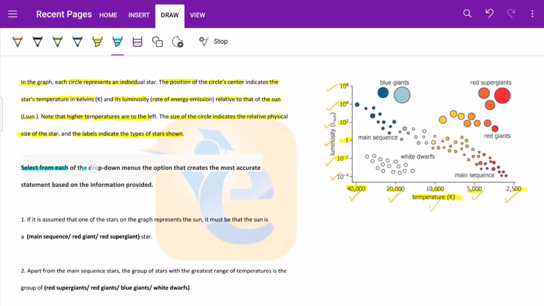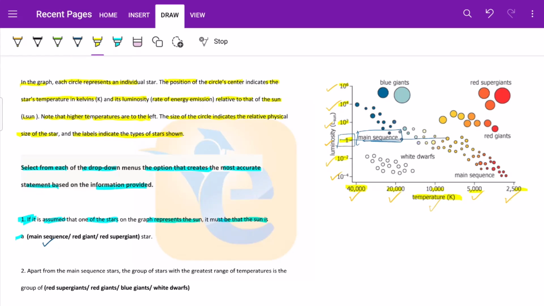Select from each of the drop-down menus the option that creates the most accurate statement based on the information provided. If it is assumed that one of the stars on the graph represents the sun, it must be that the sun is a... So what we understood was, for the sun, the value would be 1. So what lies at 1? The main sequence stars. Pretty easy question, in and out.